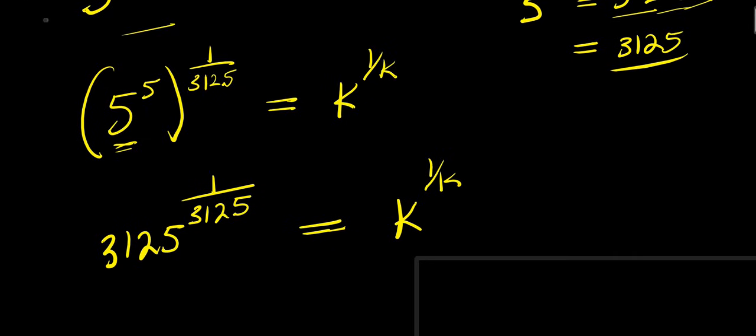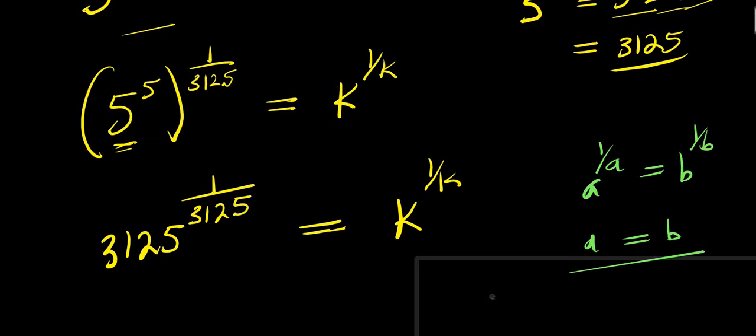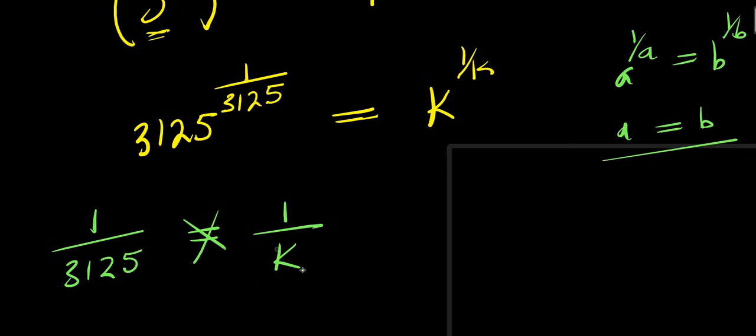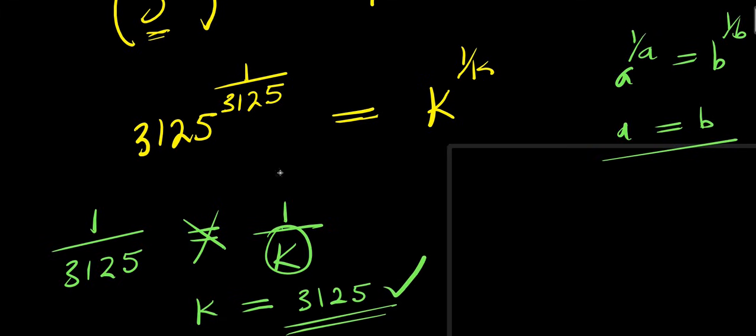Now, if you have a power 1 over a equals b power 1 over b, that means a equals b. So applying same here, that means we are going to have 1 divided by 3125 equals 1 divided by k. I can cross multiply, k times 1. Have k equals 3125 times 1. That is 3125. So our k is 3125.